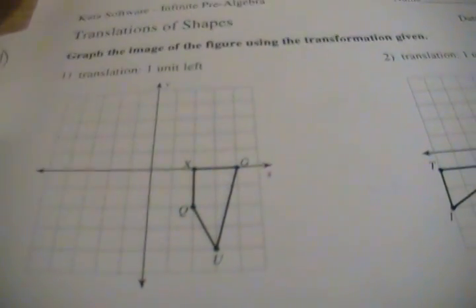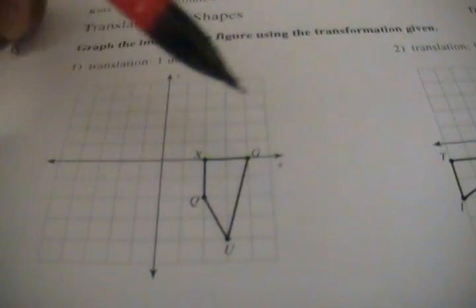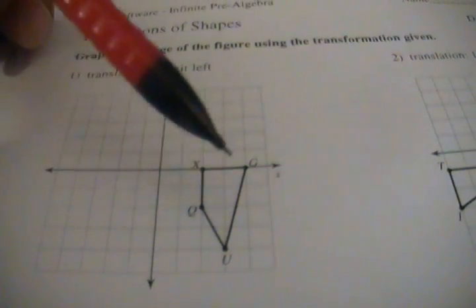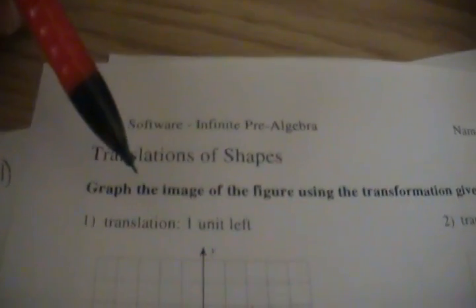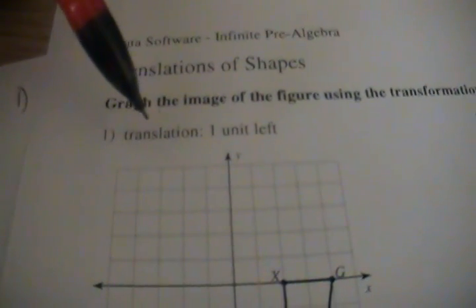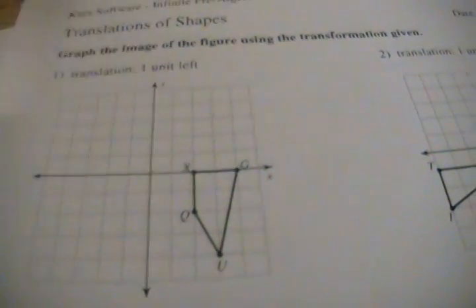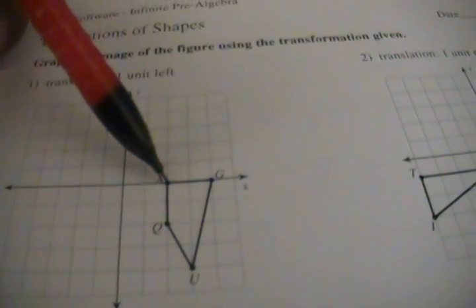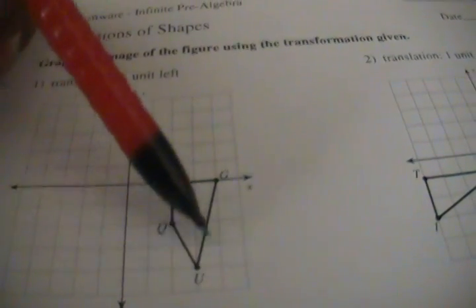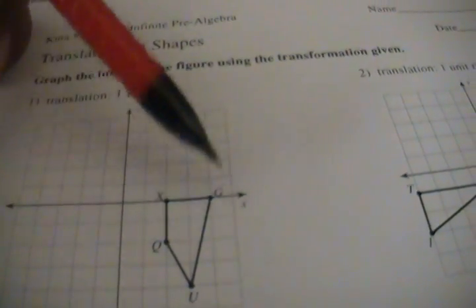Alright, but what they want you to do is move these shapes. So for example, it says right here you want a translation 1 unit to the left. So in other words, a translation is where you're moving the figure to the left or right or up or down, okay? So it's saying 1 unit to the left.